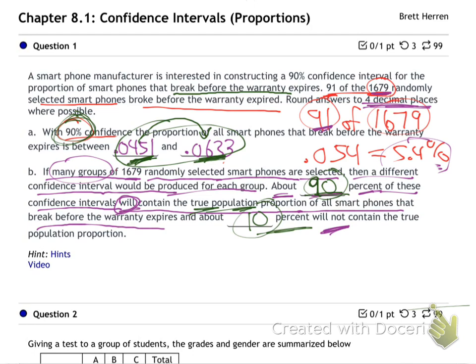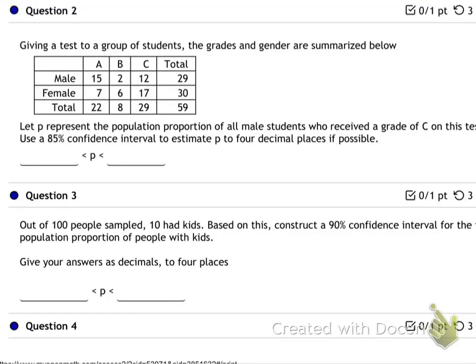Want to try another one of these? Yeah. Number 2. So giving a test to a group of students, the grades and gender are summarized below. Let P represent the population proportion of all male students who receive the grade of C on this test. Use an 85% confidence interval to estimate P to 4 decimal places if possible.